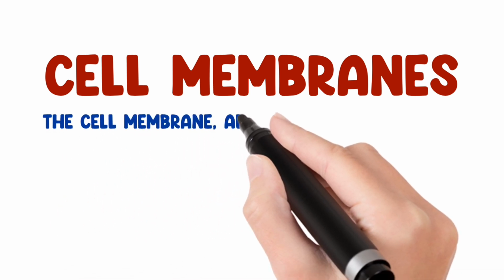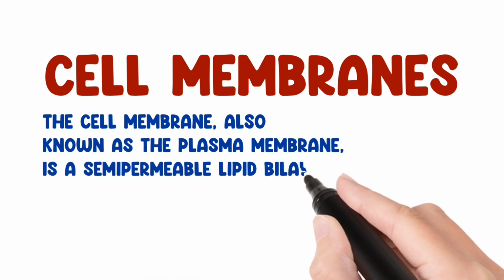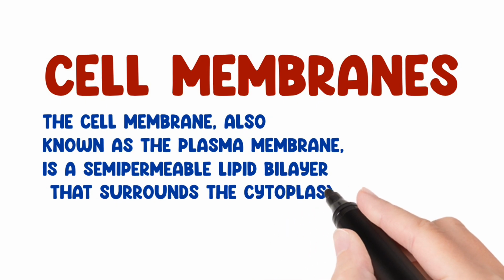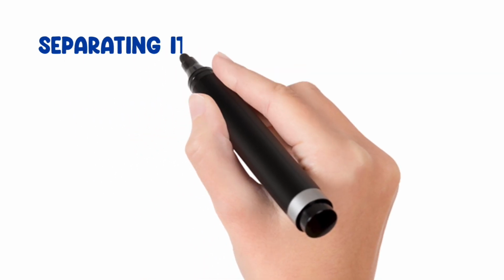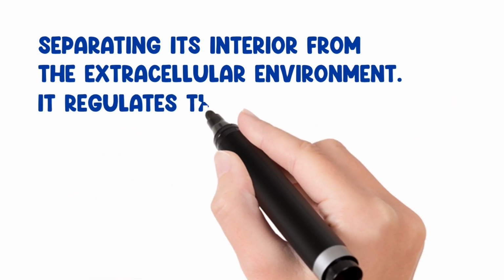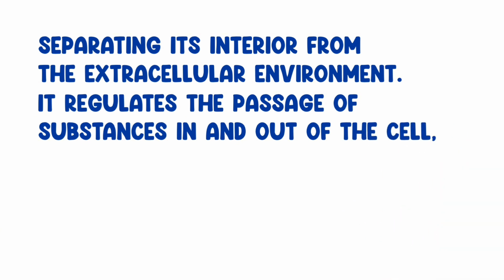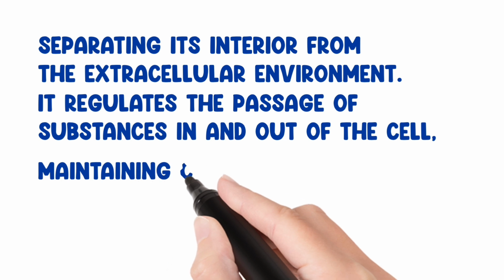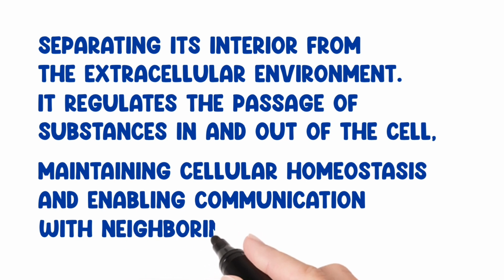In this video, I'm going to tell you everything about the cell membrane. The cell membrane, also known as the plasma membrane, is a semi-permeable lipid bilayer that surrounds the cytoplasm of a cell. This lipid bilayer separates its interior from the extracellular environment and regulates the passage of substances in and out of the cell. Because of this, it maintains cellular homeostasis and enables communication with neighboring cells.